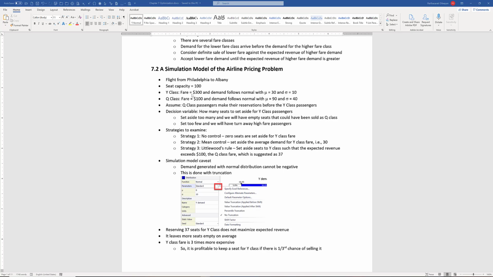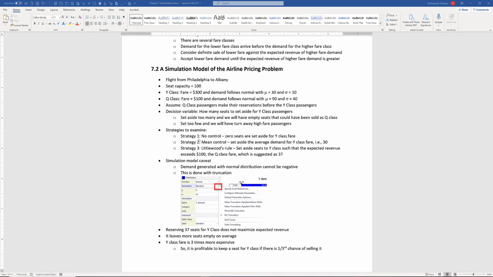So the competing situation here is that you set aside too many seats, and then we are not able to sell them at the higher price, so we have empty seats that we could have sold at $100. You set too few, so then we have sold those seats that we could have sold at $300 at the lower price of $100. So this is the situation, and we're going to look at three strategies, and we will expand on these three strategies as we go along, discussing new concepts and new techniques in the chapter.